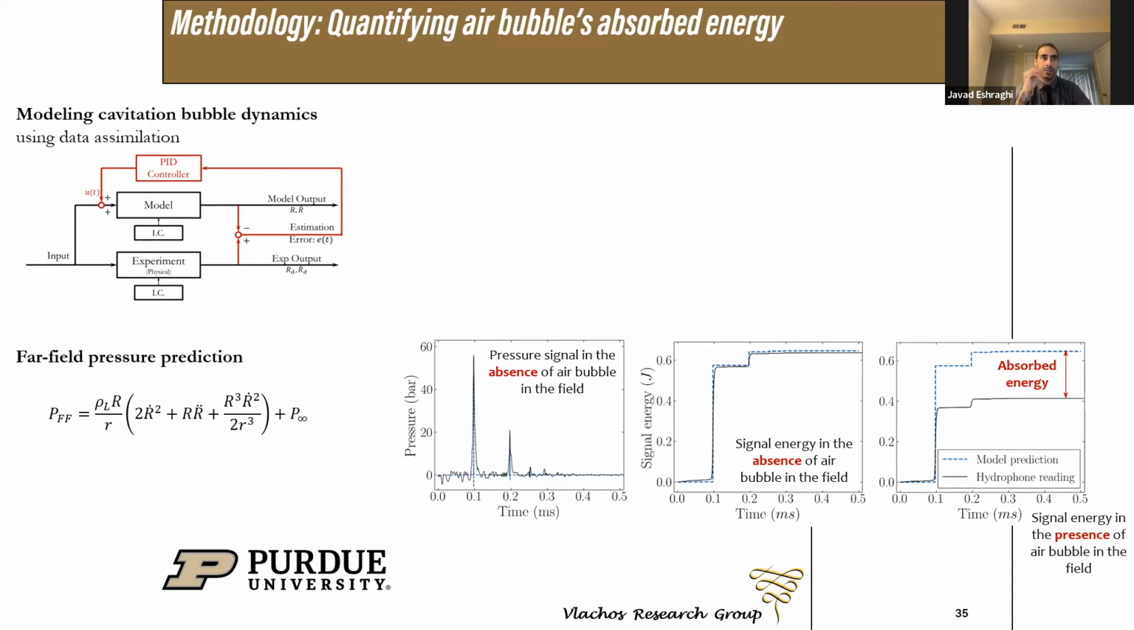In these plots, the solid black line represents the hydrophone readings in the presence of the air bubble, and the blue dashed line shows the predicted pressure energy in the absence of the air bubble.